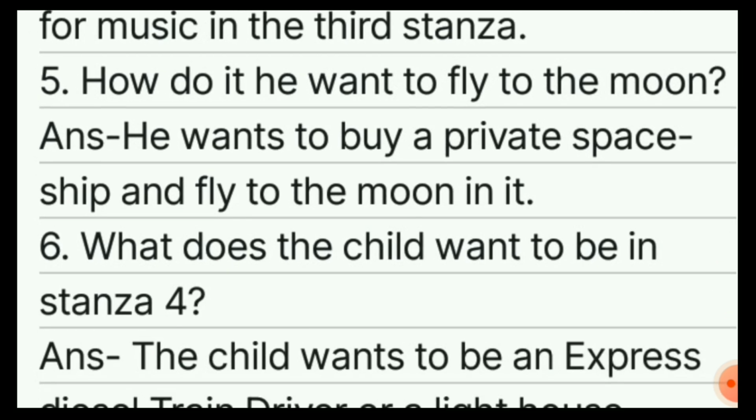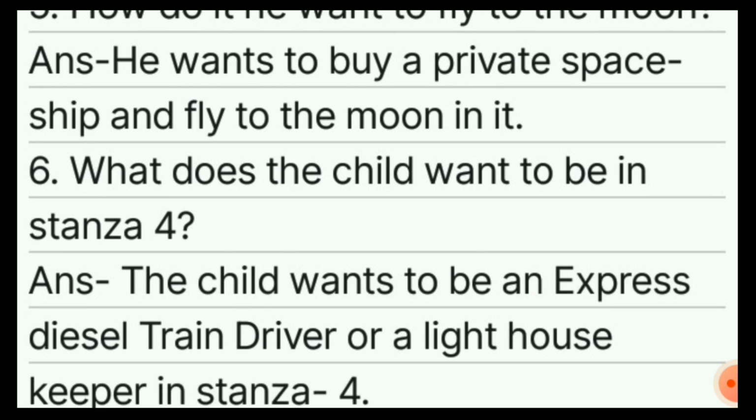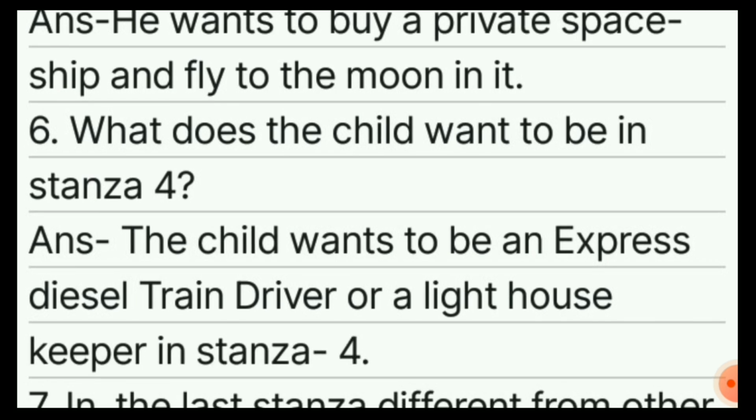Next question. What does the child want to be in stanza 4? And its answer, the child wants to be an express diesel train driver or a lighthouse keeper in stanza 4.